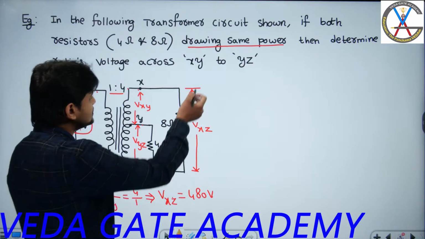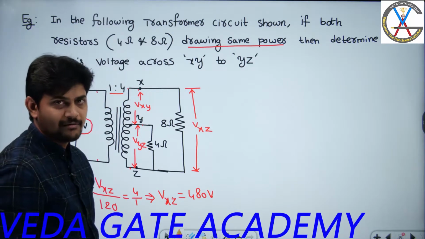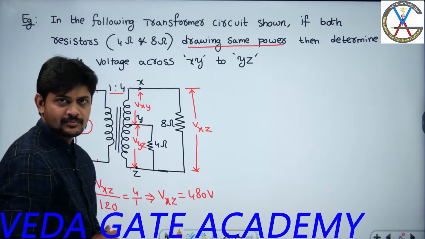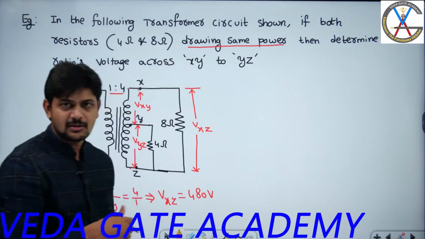For that I can use this statement. So this 4 ohm resistor and 8 ohm resistor are drawing the same power. What is the formula for the power expression if I know this voltage and resistance? So the power expression is voltage square, V square by R, is nothing but power.